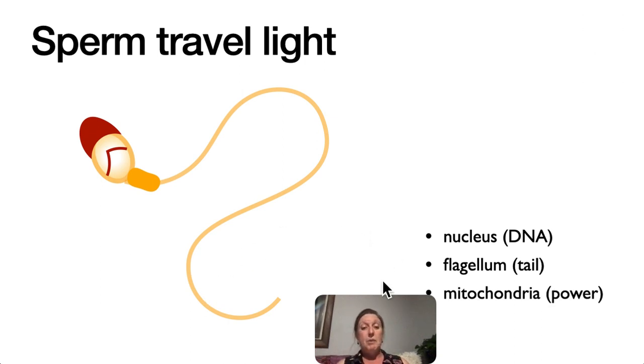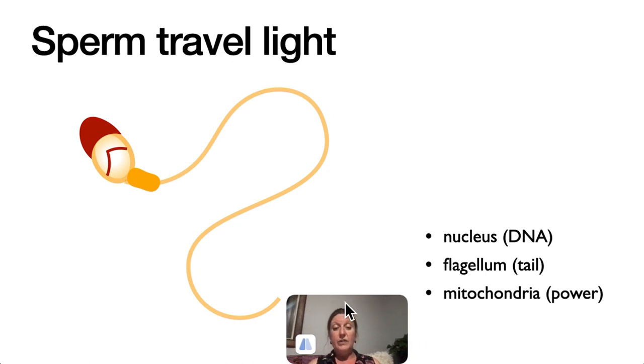Now, spinning this propeller takes energy, and so in this midsection of the sperm, there are a whole bunch of mitochondria. That is an organelle that has the ability to take glucose and oxygen from the external environment and convert it into something called ATP, which will actually power the molecular machinery that spins the tail around.